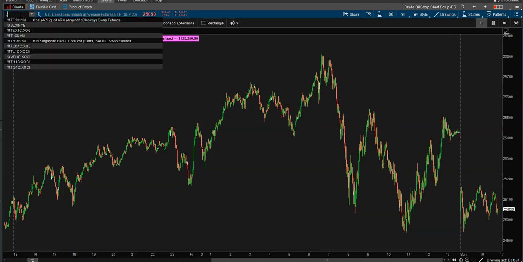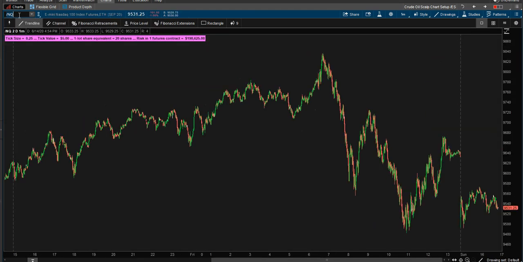You could do this with NQ. You could do this with any futures. So it's a cool little cheat sheet code. 0.25 ticks, right? Tick value $5, and so on, 20 shares. And like I said, play around with it.